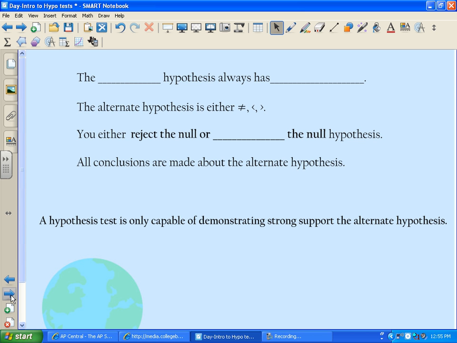Some summary stuff real quick to see if we're getting the idea of this. The null hypothesis always has an equal sign. Again, it's either equal, less than or equal to, or greater than or equal to. The alternative hypothesis is not equal to, less than, or greater than. Kind of flirted with this idea earlier. You reject the null hypothesis, which we just did, or you fail to reject. There is no proving.